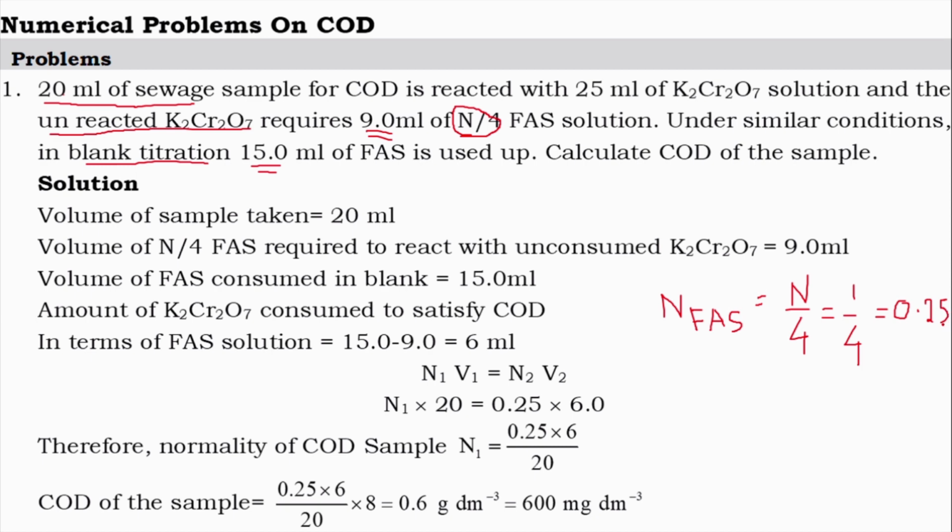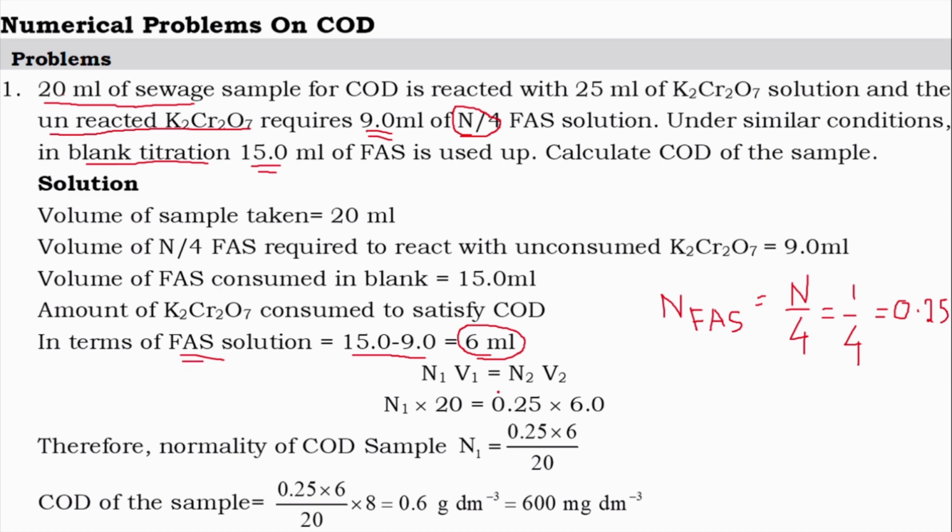And later one more calculation we need to do, that is blank minus sample. Blank minus sample will tell us the volume of K2Cr2O7 actually required by the pollutants present in the wastewater sample. It is expressed in FAS. So this is the data given.